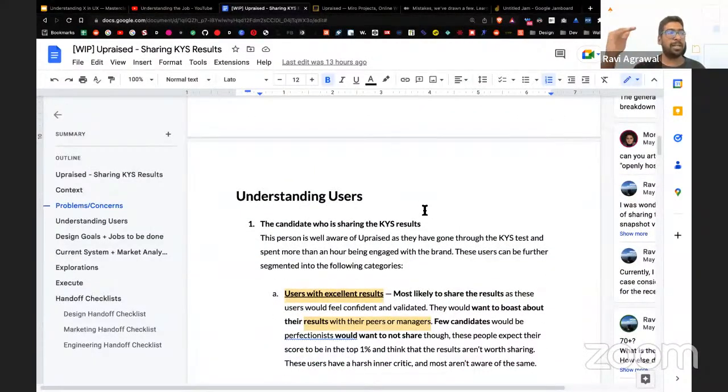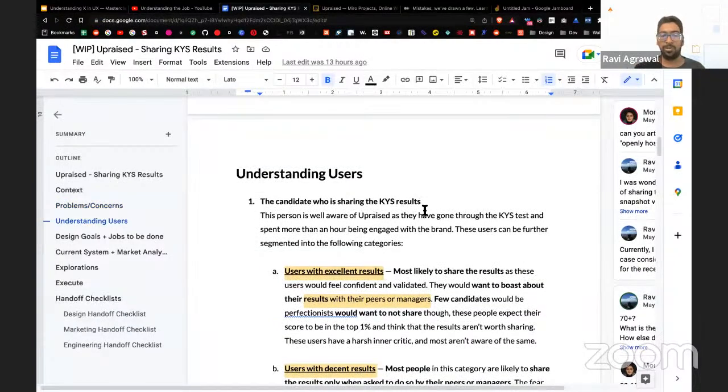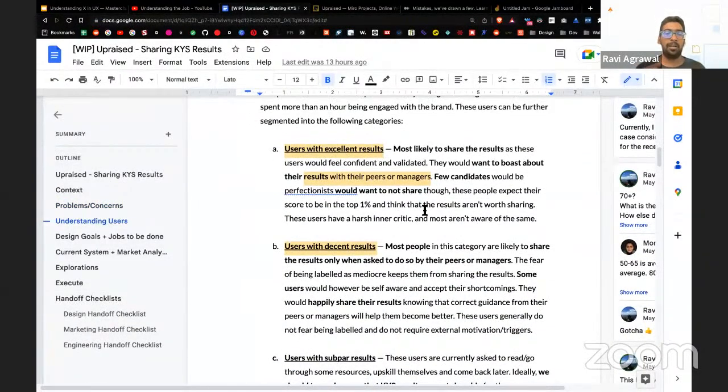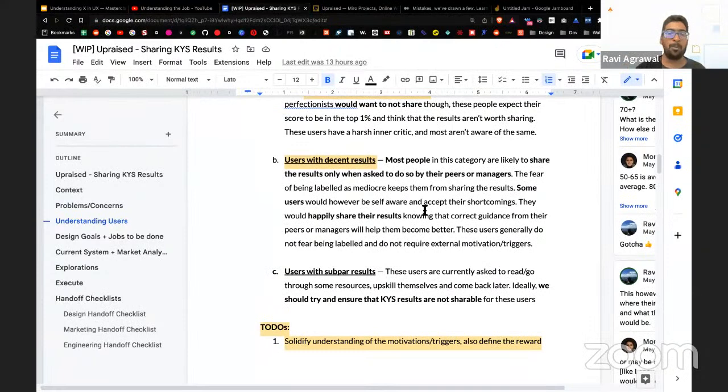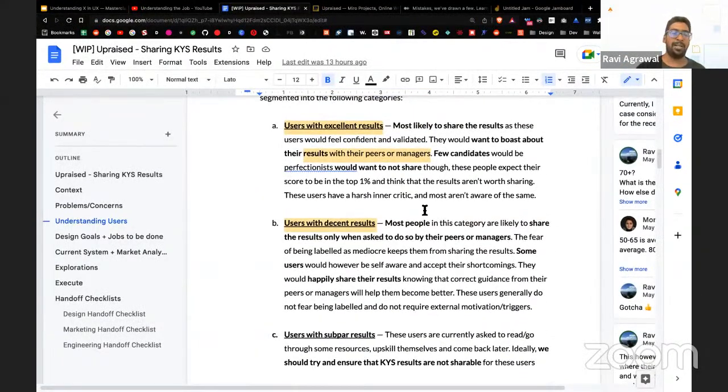To do this, I started understanding the users and I started breaking down the candidate who is sharing the results. Now you can bucket them into multiple categories: users with excellent results, users with decent results, users with subpar results. So we prioritized sharing for users with excellent results, and then we would see how it's functioning and then come back to the others, right?